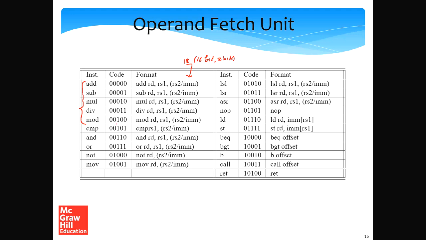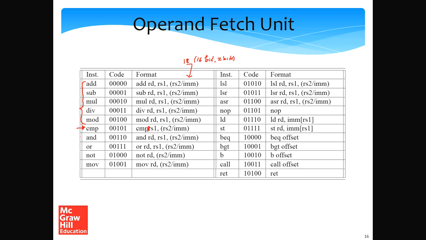Then we have the compare instruction. So there actually should be a space here, right? So it's compare space rs1 comma. So this rs1 is register source 1, and rs2 slash immediate is either a register source or an immediate, a constant value.